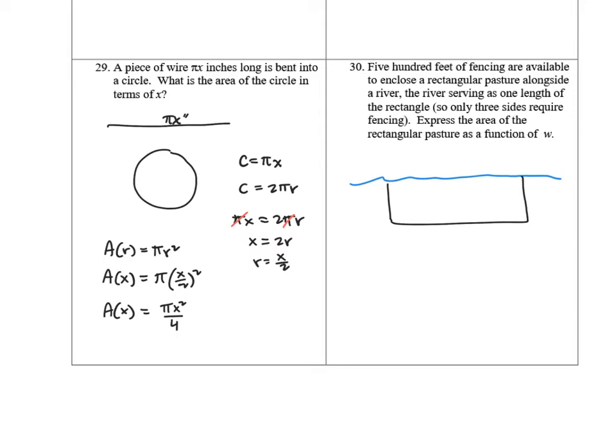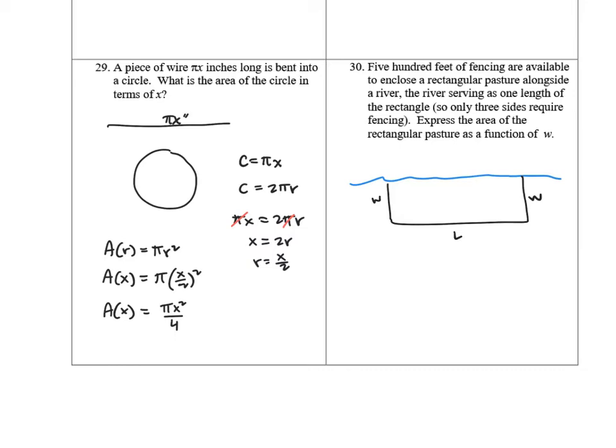So we use that as one of the edges of our fence line. Okay, so let's reread. 500 feet of fence are available to enclose a rectangular pasture. So what I know is that this length and this length are the same. Okay, and I'm actually going to call them width. This is the width, and this is the length of our rectangle. Okay, the river serves as one length of the rectangle, so only 3 sides require fencing. Express the area of the rectangular pasture as a function of W.